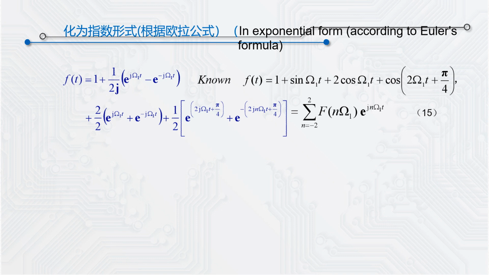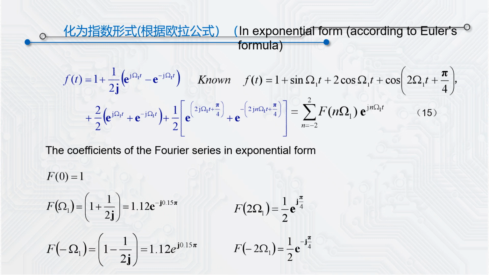Let's turn f(t) into an exponential form. According to Euler's formula, we turn the sine and the cosine function respectively into the form of exponential functions. Therefore, we can get formula 15. The coefficients of the Fourier series in exponential form are F0, F(ω1), F(−ω1), F(2ω1), and F(−2ω1). According to the coefficients, you can get the spectrum in exponential form.